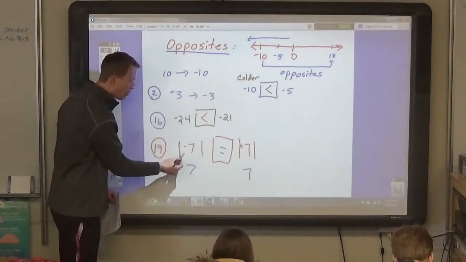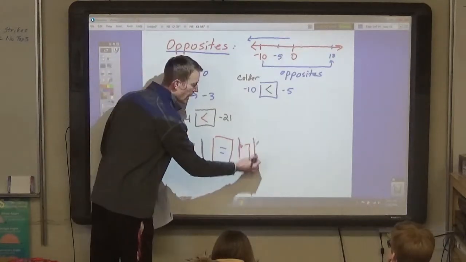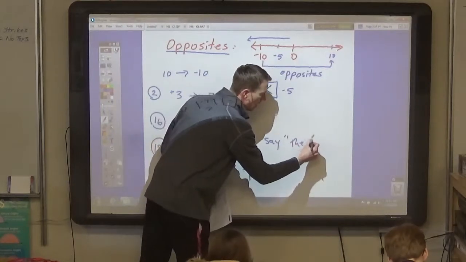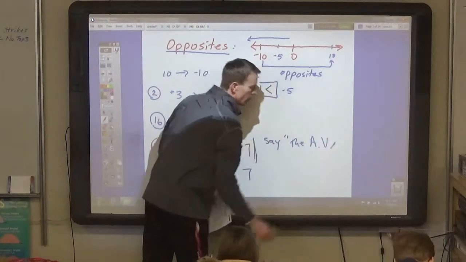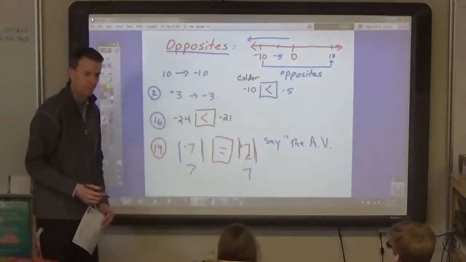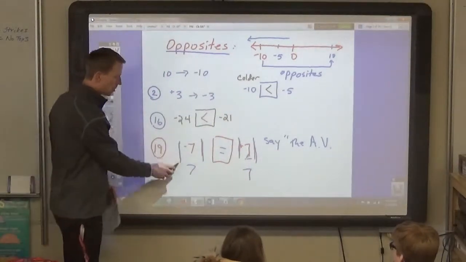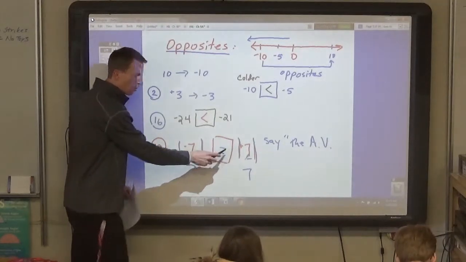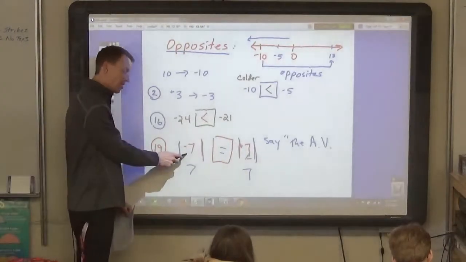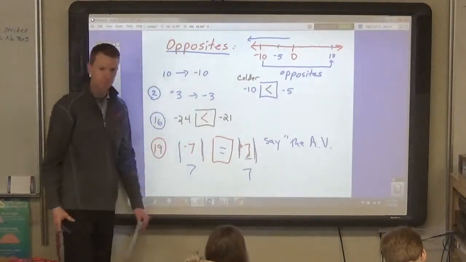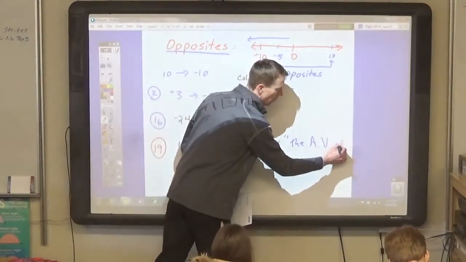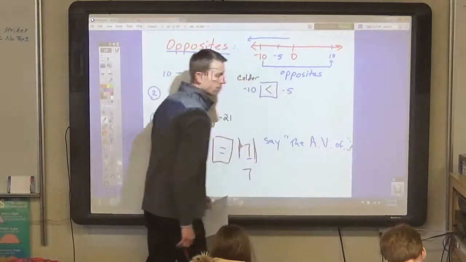Whenever you see these bars, 6th graders, you say this: the absolute value, and then say whatever number is inside. So it'd be the absolute value of -7 is equal to the absolute value of 7. Okay, so absolute value of -7, I should say. Say the absolute value of, and then whatever comes next. Okay?